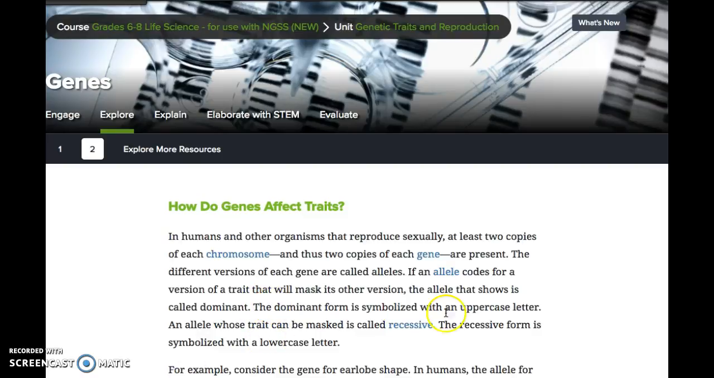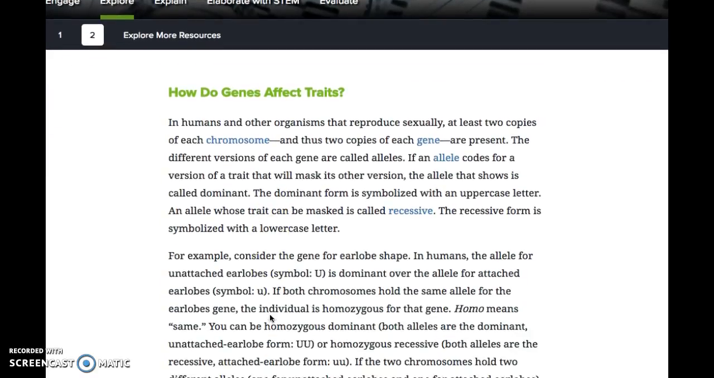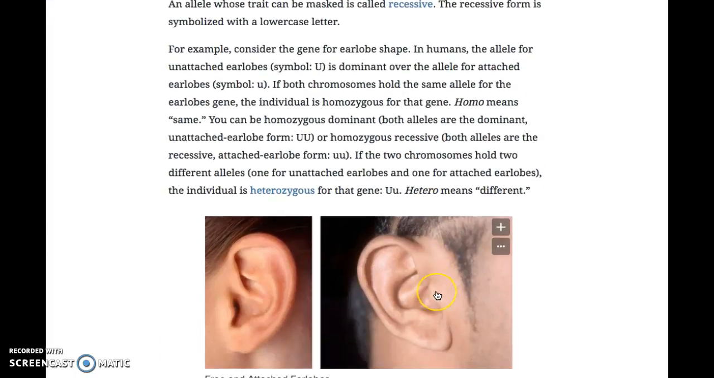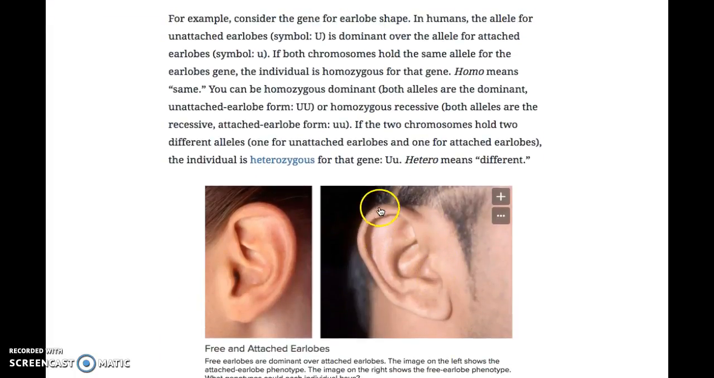In general, when we talk about this in science, we talk about dominant with uppercase letters. Nice, easy. An allele whose trait can be masked is called recessive. We talk about recessive with a lowercase letter. For example, consider the gene for earlobe shape in humans. Human earlobes, right? We have unattached earlobes here, which are dominant. And we have attached earlobes here, which are recessive.